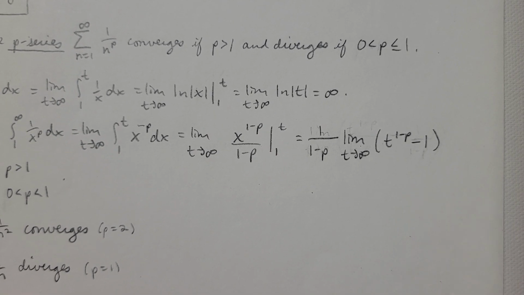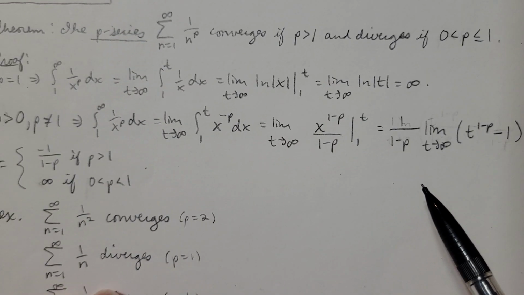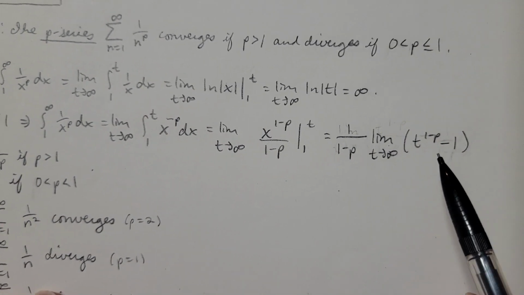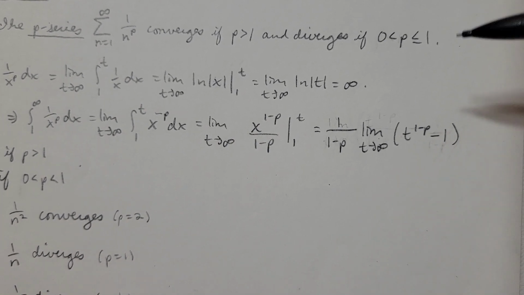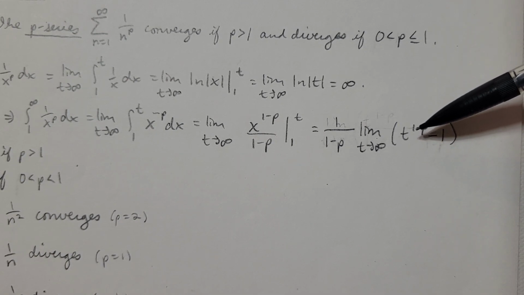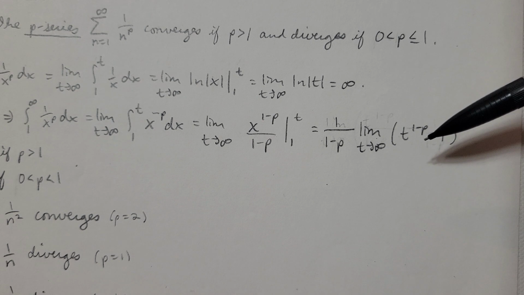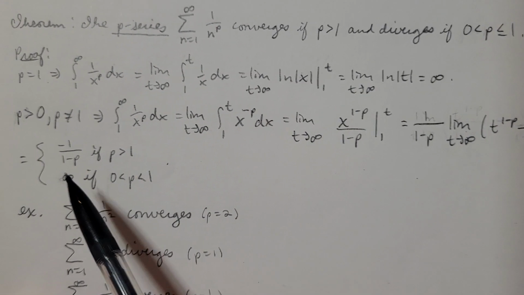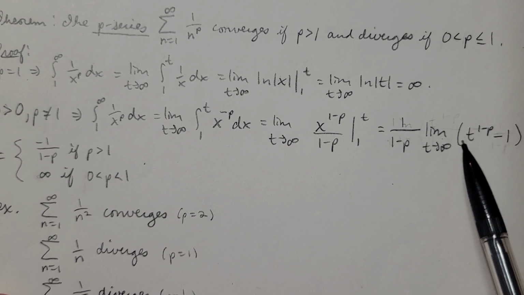And let's see. If p is a number that is bigger than 1, suppose that p is 2, then I have the limit as t approaches infinity of t to the negative 1, so the first part of the sum is 1 over t, minus 1. The limit as t approaches infinity of 1 over t is 0. And so I'd have negative 1 divided by 1 minus p. And in general, I'll always have that if p is a number that's bigger than 1.